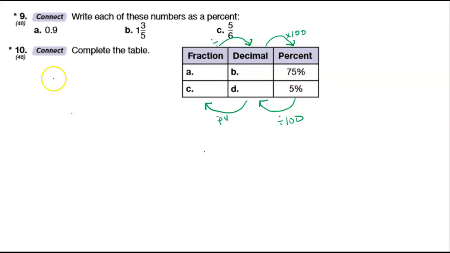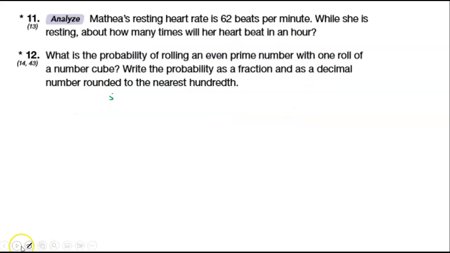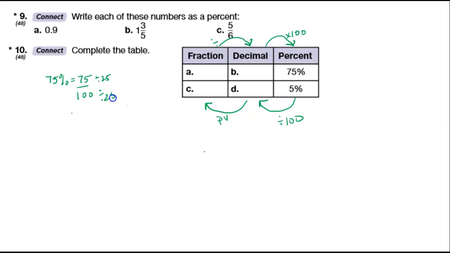So 75% is 75 per 100, which if I reduce is 3/4. So that's going to be my fraction. If I divide this as well, it'll come up with the same thing. This is going to be 0.75.